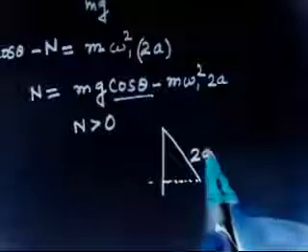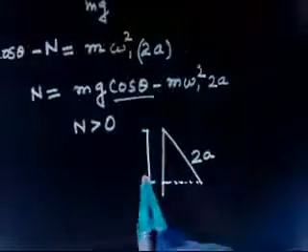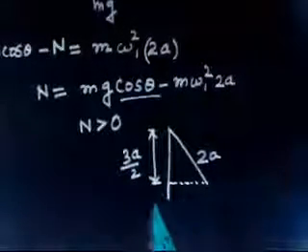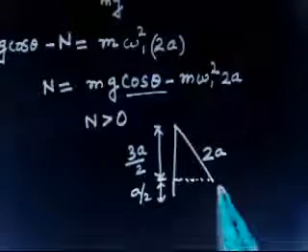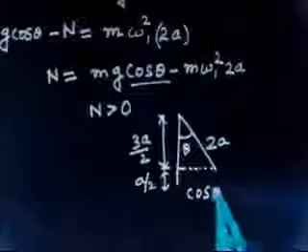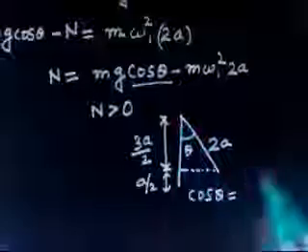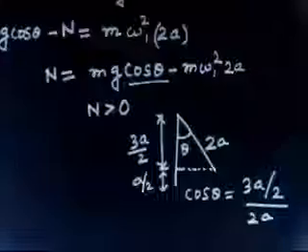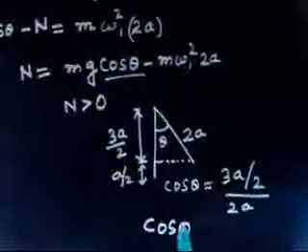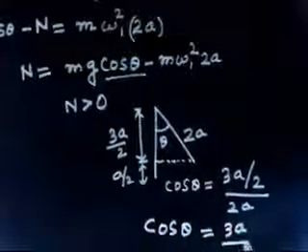If I make a perpendicular from here, this length is 2a and this length is 3a by 2, and this length is simply a by 2. This is the step. Are you getting? I think you are able to understand. So this angle is theta. So cos theta in this case will be this height, that is 3a by 2, divided by the hypotenuse 2a. So we will have cos theta equals 3 by 4.